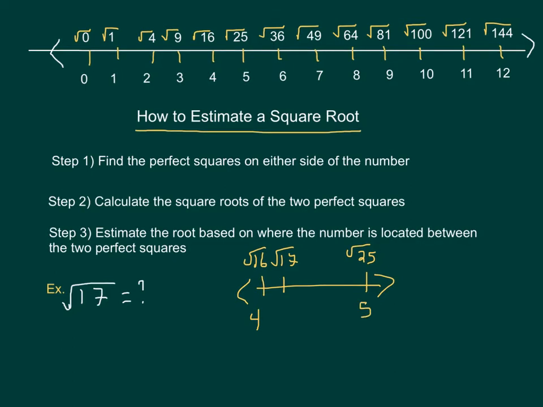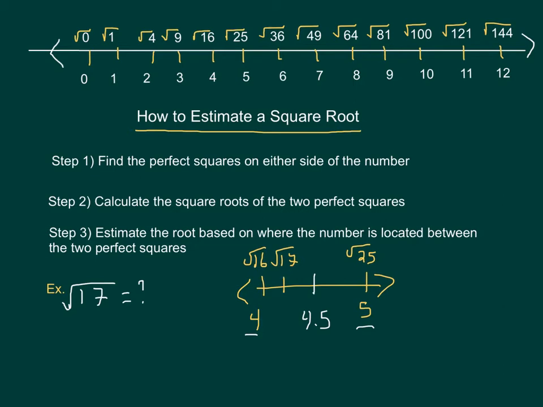Now, step 3 says estimate the root based on where the whole number is located between the two perfect squares. I'm going to help myself out and draw a little middle note. When we ask ourselves what the middle would be, halfway between 4 and 5 would be 4.5, just so we have an idea. We know that 17, obviously, is far closer to 16 than it is to 25. So we know automatically the square root of 17 is going to be 4.5 or less. It's going to be either 4.1, 4.2, 4.3, or 4.4. And really, when we look at 17, it's pretty close to 16.